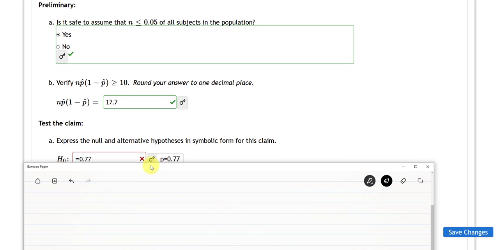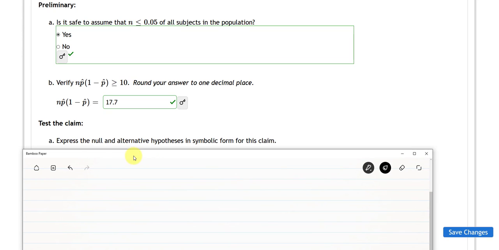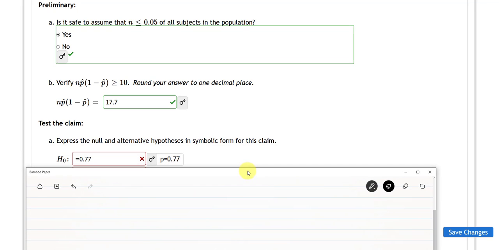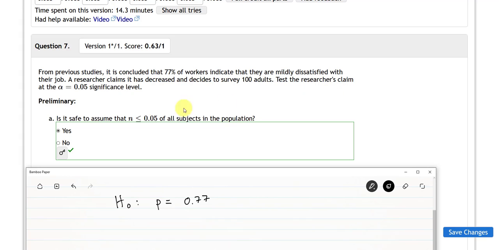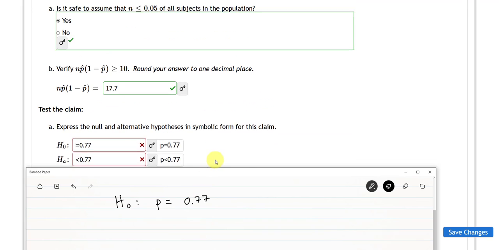And now let's test the claim. Express the null and the alternative hypothesis in symbolic form for this claim. So originally, we assumed that the null hypothesis is when the proportion is equal to 0.77, and then the researcher claims that it has decreased. So the proportion now should be less than this amount.